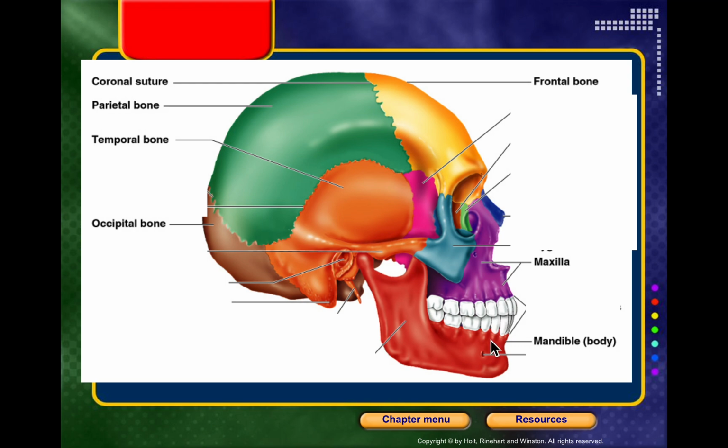Here's another way of looking at that same thing from the side. Here's the mandible in red. Here's that TMJ joint right back here with the temporal. This part here does not form a joint. Here's your zygomatic and your maxilla and your nasal bones.